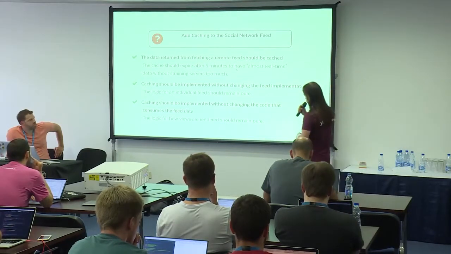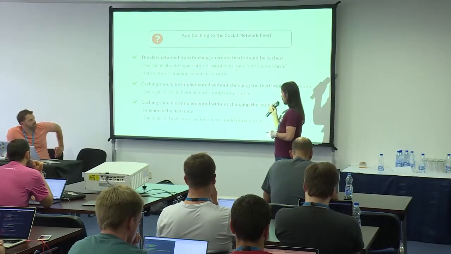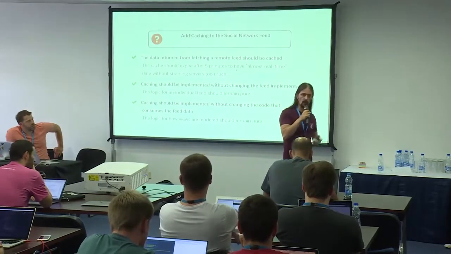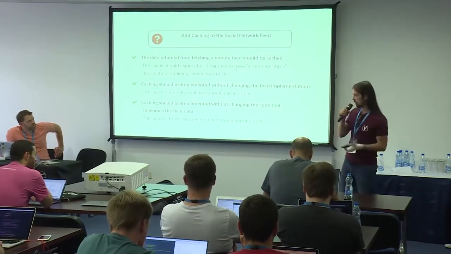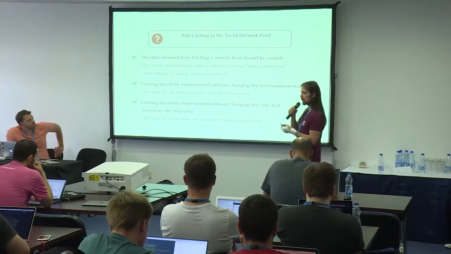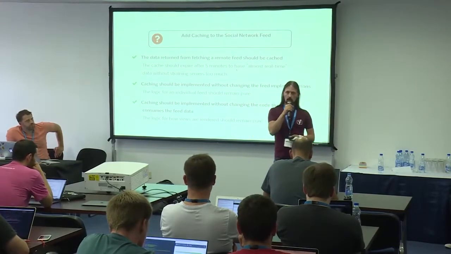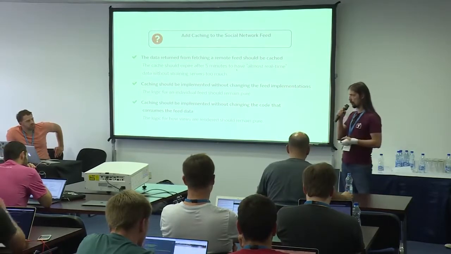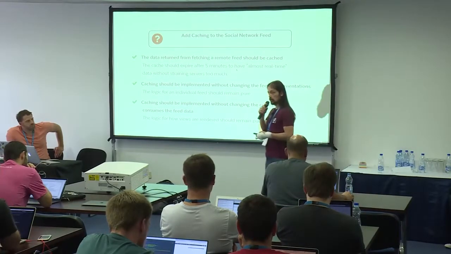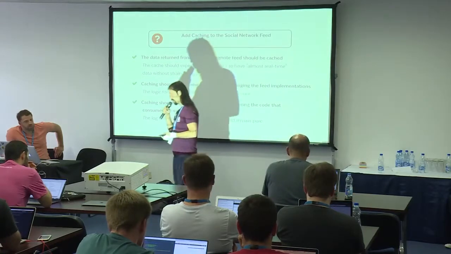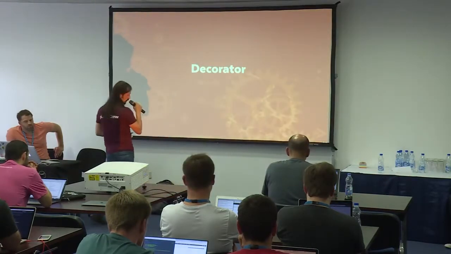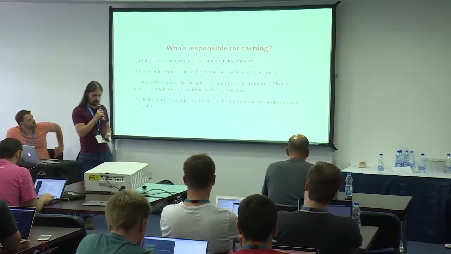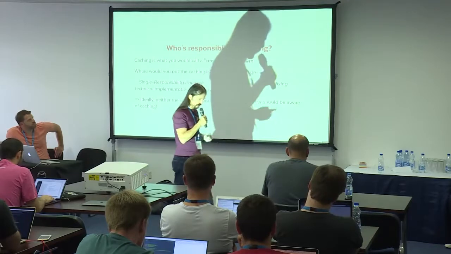We also want to implement this caching without changing the code that consumes the feed data, because we might not even be aware where this code is used in the code base. So there might be several different places in the code where the feed is being used for rendering or whatever. We're not sure. So we prefer to build something that does not require any changes. This is where the decorator comes in. The decorator is another pattern. In this instance, we're using it for caching.